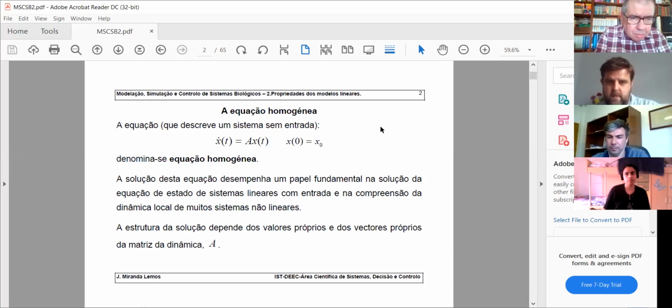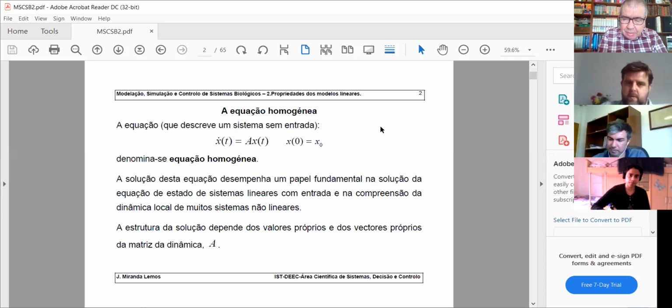Okay, now we are going to speak about properties. Start by studying properties of this so-called homogeneous equation, x dot equal to ax. Remember that if we have some manipulated variables, there is an extra term which is plus bu, and u is the manipulated variable, and x is the state. So if you don't have any external actions acting on your system, you don't have u. U is 0, you just have x dot equal to ax, and x starts in some initial condition.